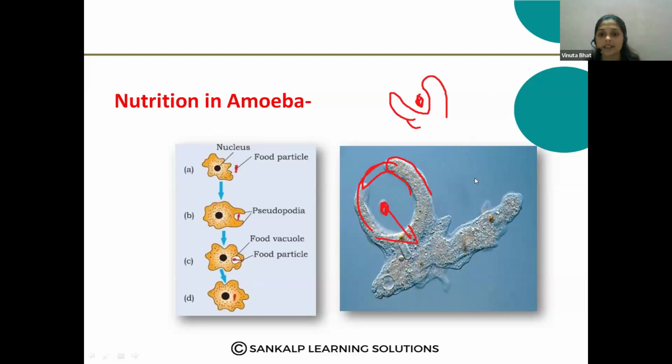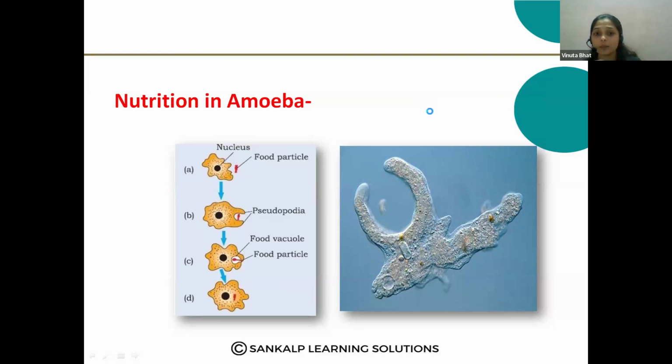So like this, the amoeba obtains the food. In this diagram also you can observe that in the first step the food material is outside, and in the last step it is inside the amoeba's body, right? After getting inside the amoeba's body, the food material is digested in the food vacuole and the waste is excreted by the body surface. So this is how digestion takes place in the amoeba.